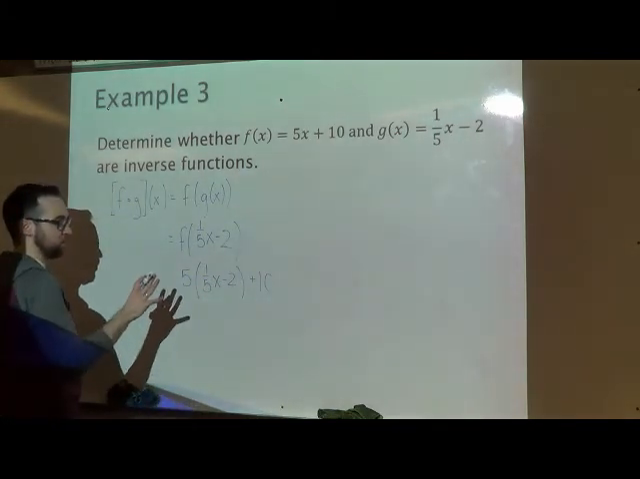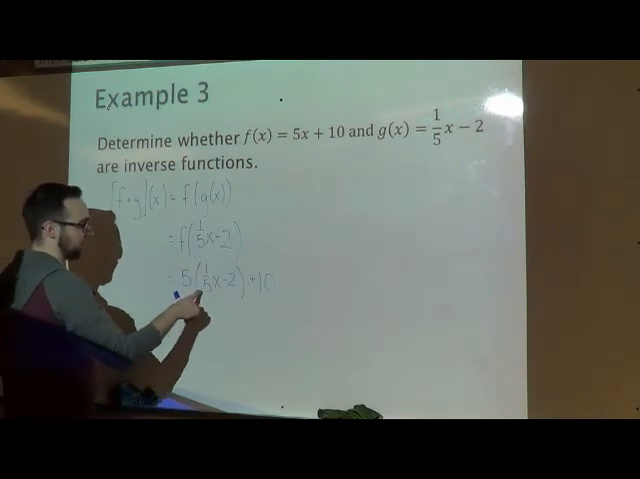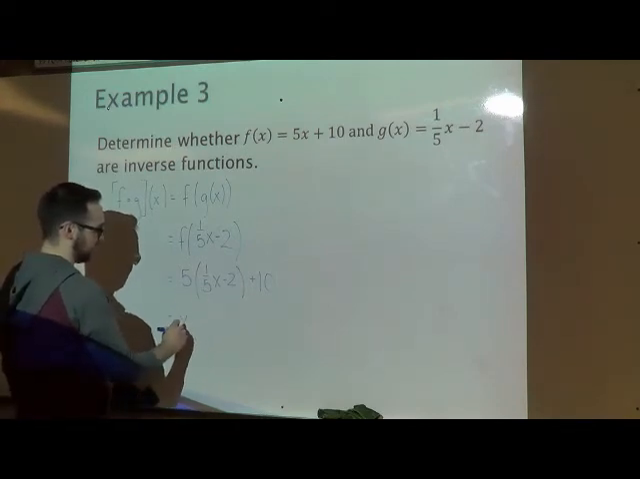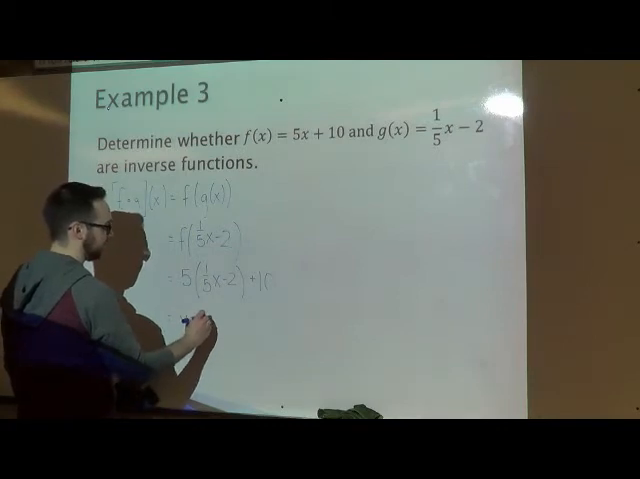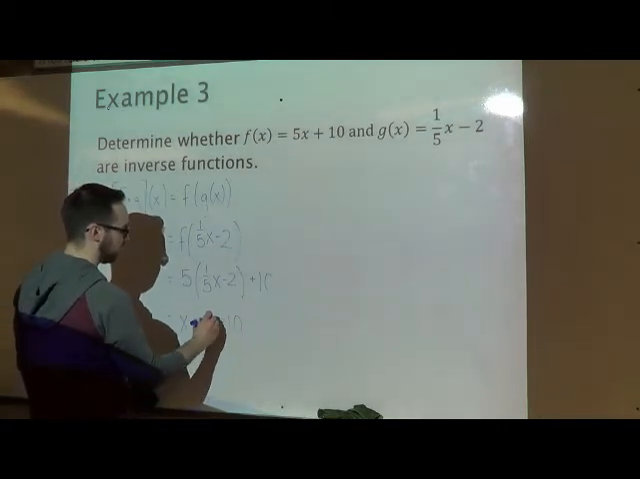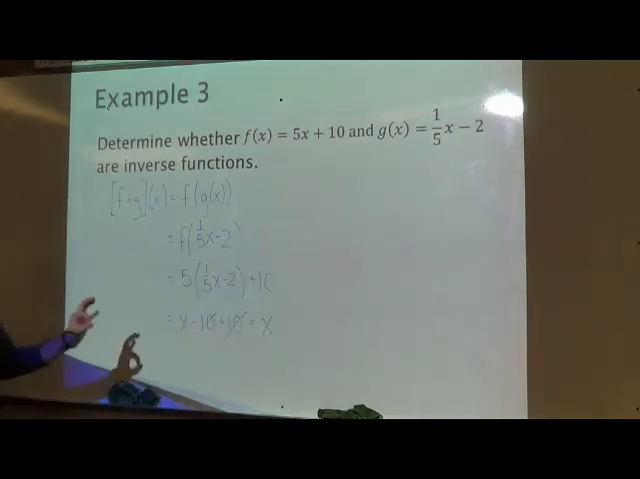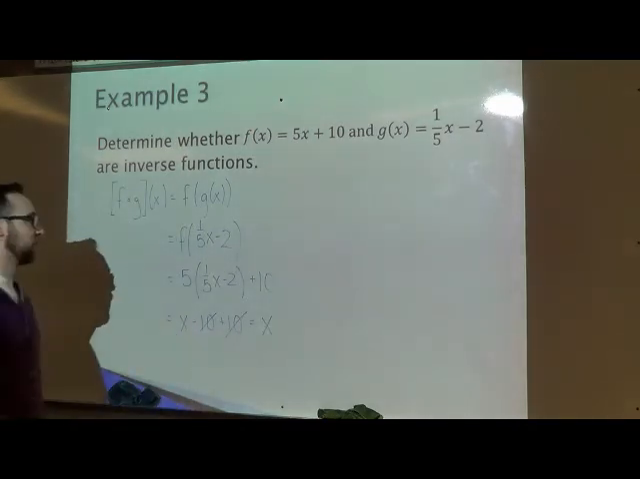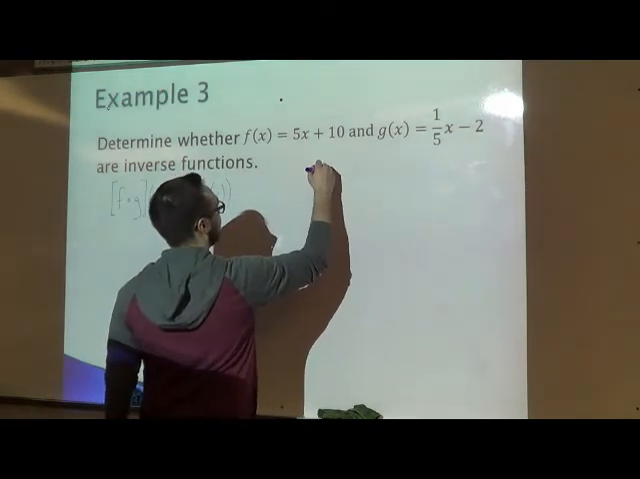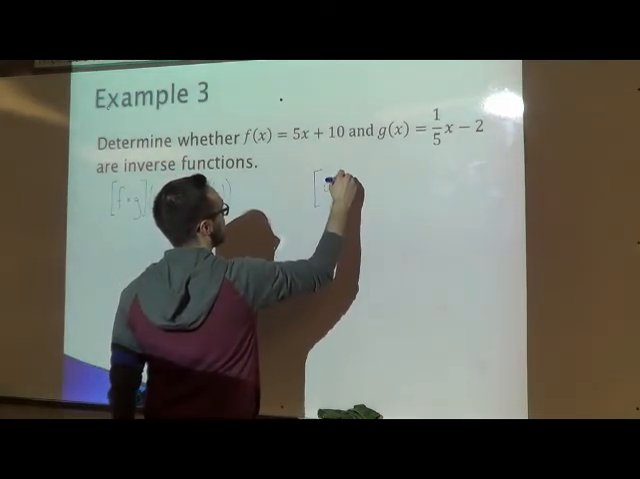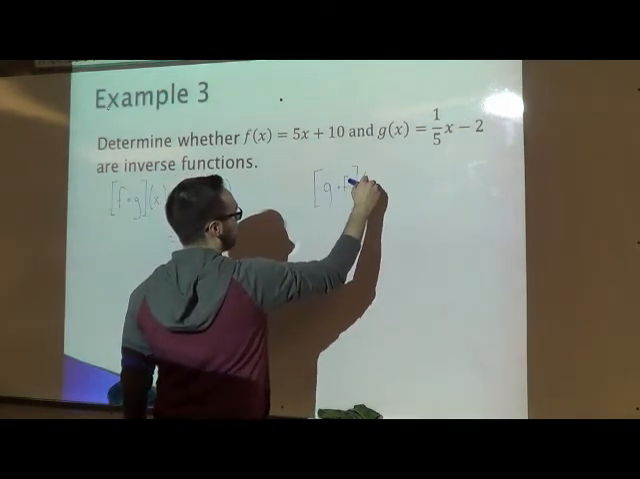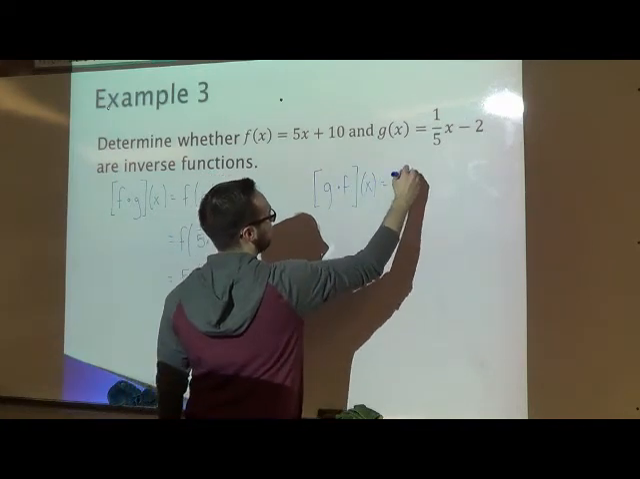And I'm hoping to get just x. So 5 times 1/5 x is just x. 5 times negative 2 is negative 10. Plus 10, it just equals x, which is exactly what we want. Now let's go the other direction. So let's say g of f of x. Again, you could write it this way as well.